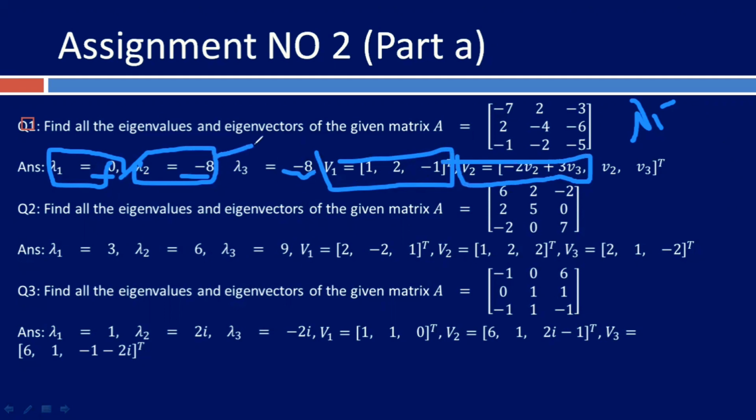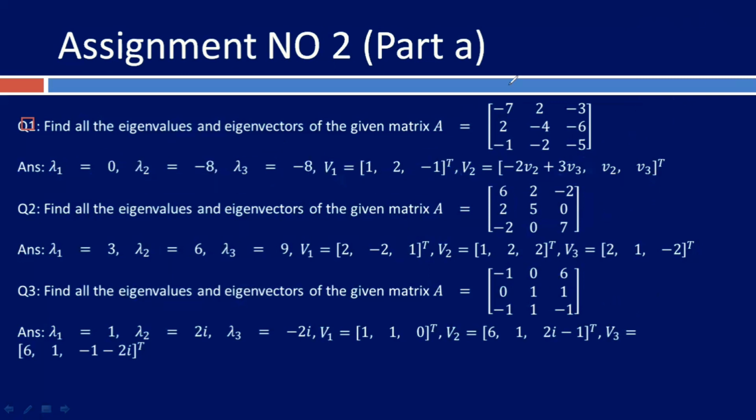For V3, put the eigenvalue lambda 3 equal to minus 8 in your homogeneous augmented matrix, then solve it by the Gauss elimination method, and you will find V3, and V3 is this. So this second question is the same as above, just the values change; the procedure and steps are all the same. So from this method we can find the eigenvalues and eigenvectors.